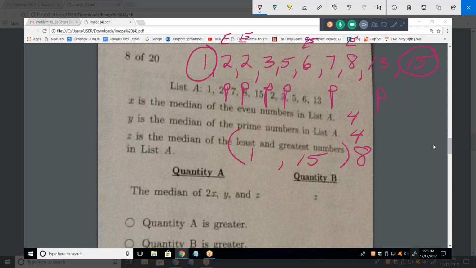Okay. Wait, where did you get 15? That's 13. The 15 over here, do you not see that?